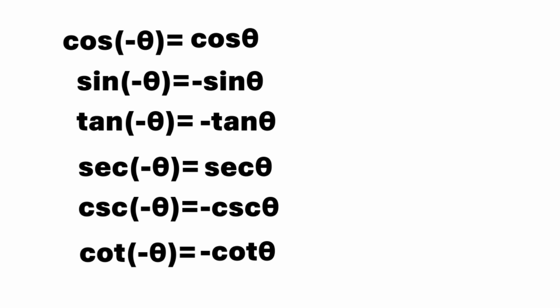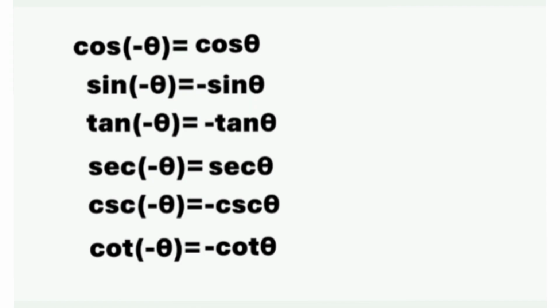These are the identities for negative angles. Note that only cosine and secant can result in positive values while the others are negative. Resulting in positive when the input is negative is called by others even identities, and resulting in negative when the input is negative is called by others odd identities.